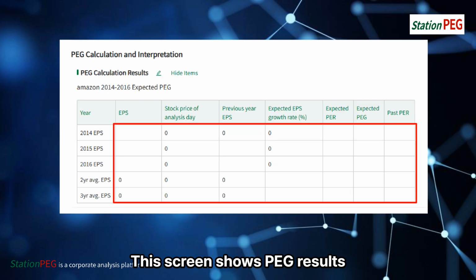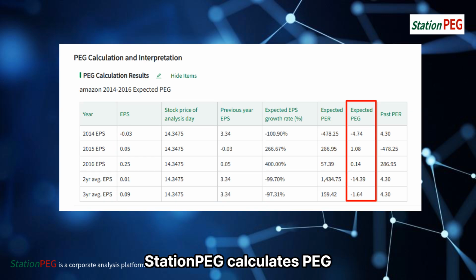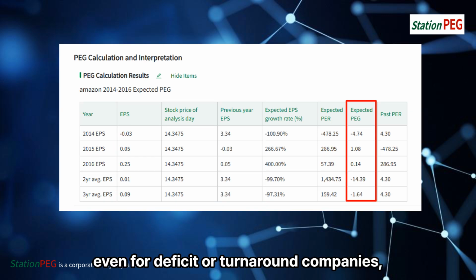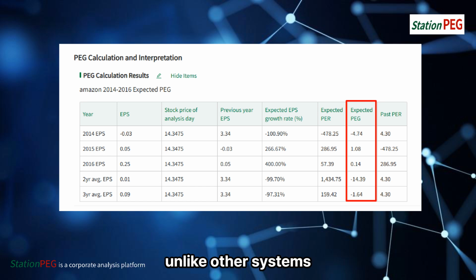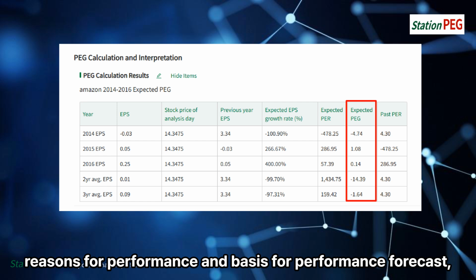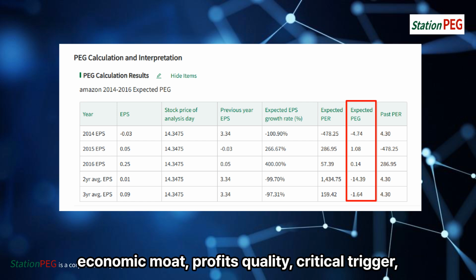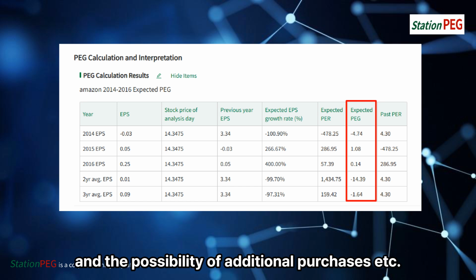This screen shows PEG results. After entering performance data, PEG is auto-generated. StationPEG calculates PEG even for deficit or turnaround companies, unlike other systems. But to interpret PEG properly, it still needs qualitative analysis, like the company's revenue model, reasons for performance and basis for performance forecast, economic mode, profits quality, critical trigger, and the possibility of additional purchases, etc.